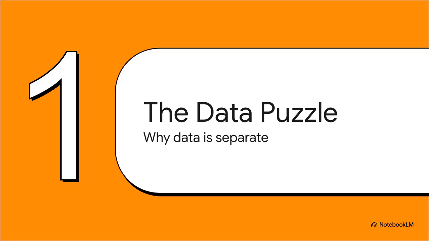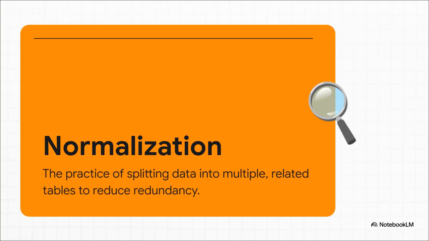To solve this puzzle, we first have to ask a pretty important question. Why are the pieces even separated in the first place? Why isn't it all just in one giant table? Well, it turns out this separation is completely intentional. There's a core database design principle called normalization, and the whole point is to keep your data clean, efficient, and reliable. Think about it. You don't want to repeat a customer's entire address with every single order they make. That's a recipe for errors and wasted space. So you store it once. It's a smart system, but it's what creates our puzzle.